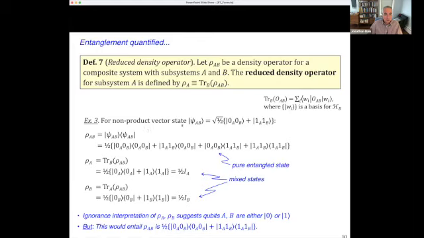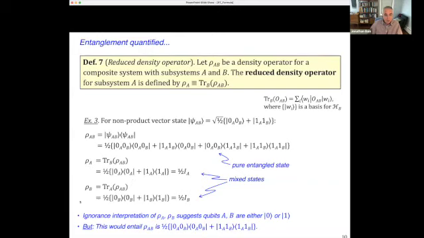So as an example, right here is a non-product vector state psi AB. It's a two-qubit state. The corresponding density operator rho sub AB is given by this expression. This is a pure non-separable and hence entangled state. We can then derive the reduced density operators for both of the subsystems, and they're given by these expressions. Ultimately, they're proportional to the identity operators, and both of them are mixed density operator states.